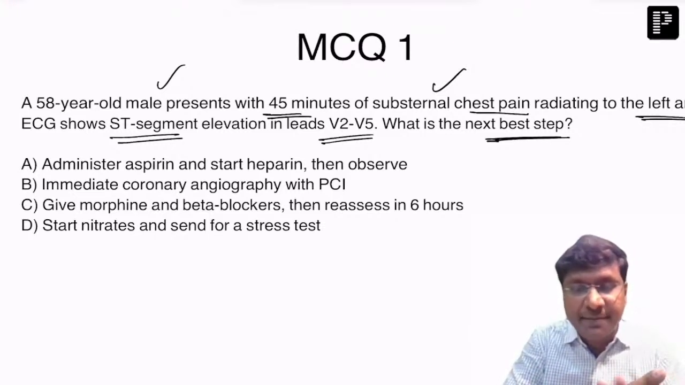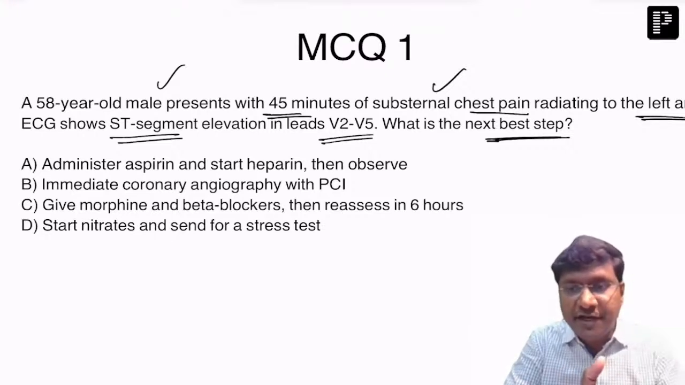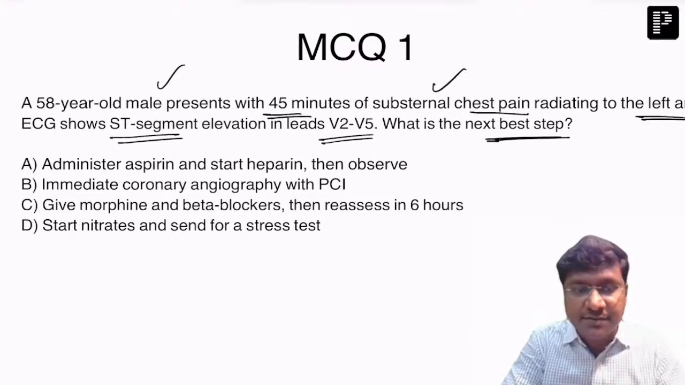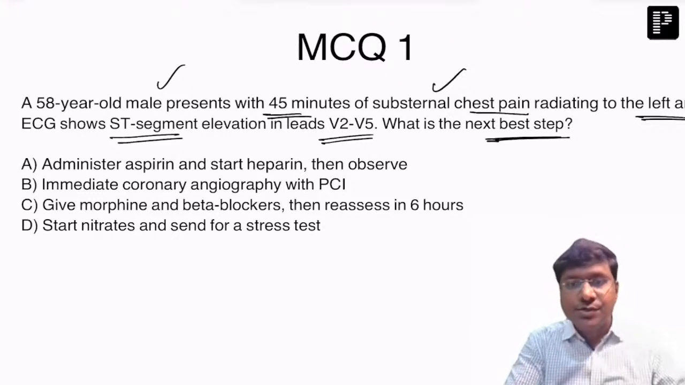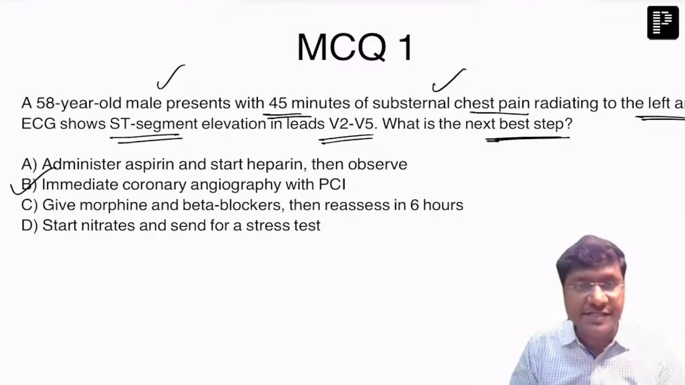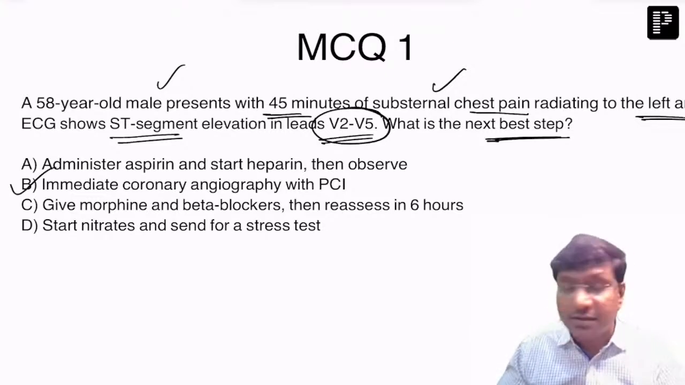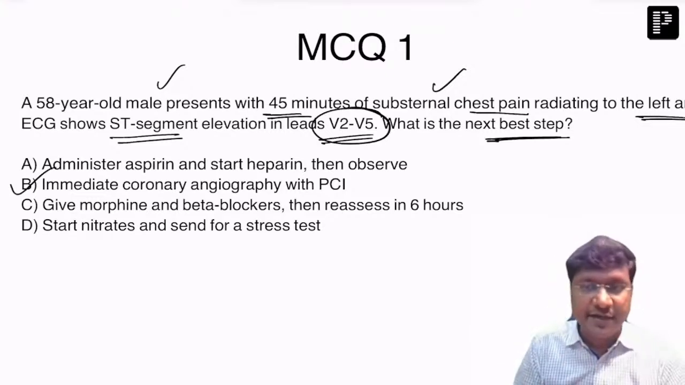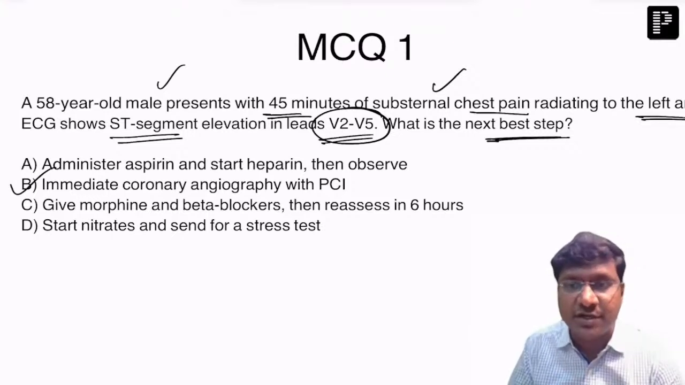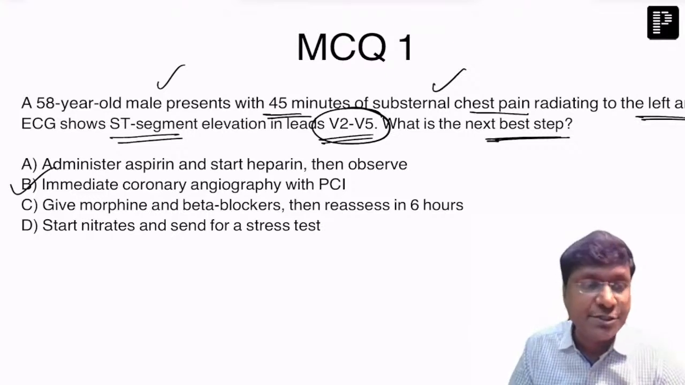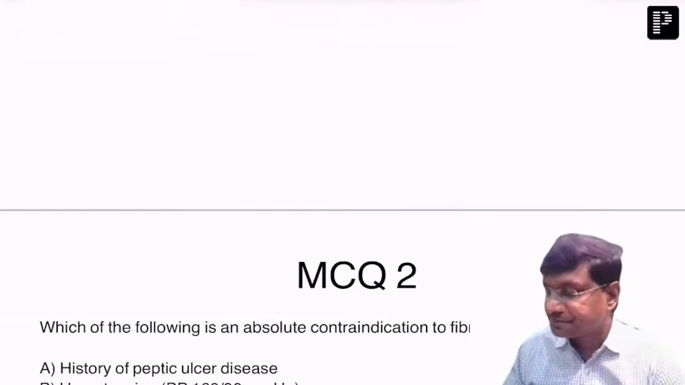Administer aspirin and start heparin, then observe. Immediately do coronary angiography with PCI. Give morphine and beta blockers, then reassess in 6 hours. Start nitrates and send for the stress test, right? So immediately you need to do PCI because the individual is the one with the STEMI, that is ST elevation MI. So in patients with ST elevation MI, you need to do immediate coronary angiography with PCI. And this PCI should be done within 90 minutes.